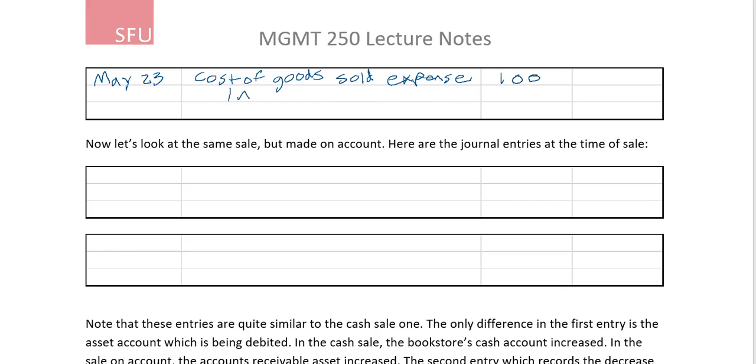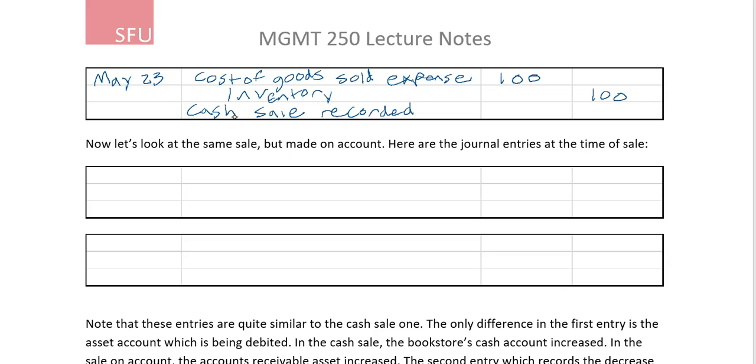and we will credit inventory for 100. And I'm just going to go ahead and use the same description. Cash sale recorded.